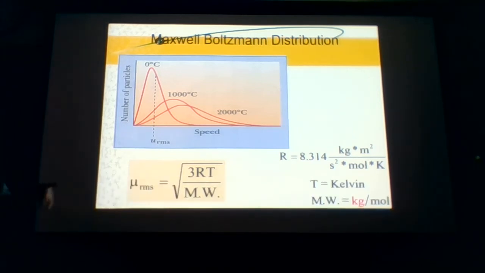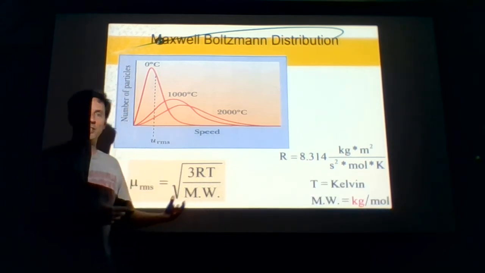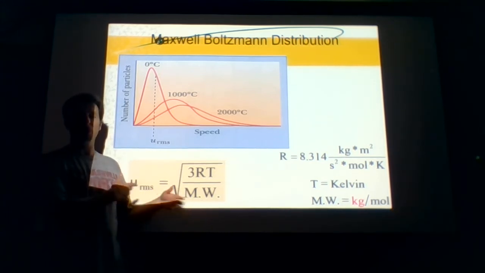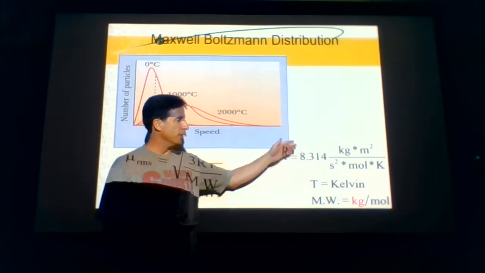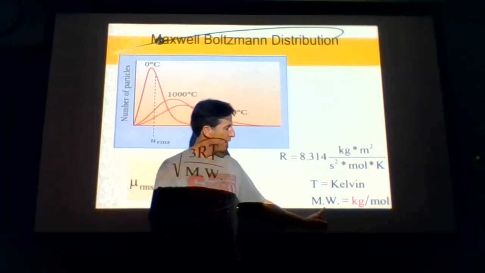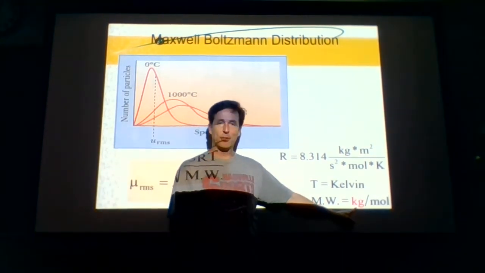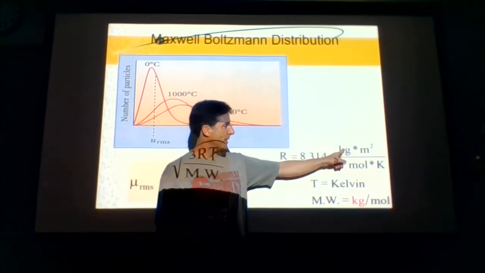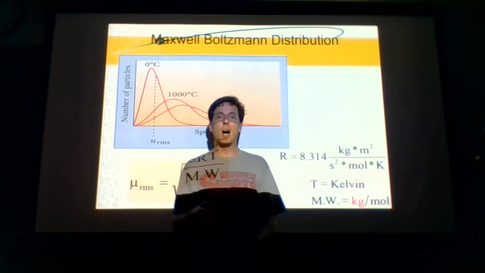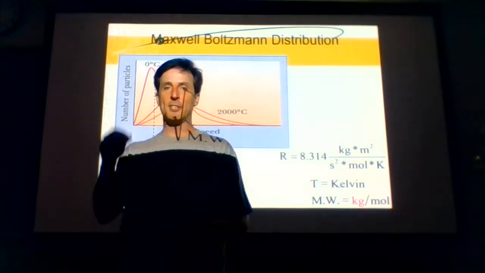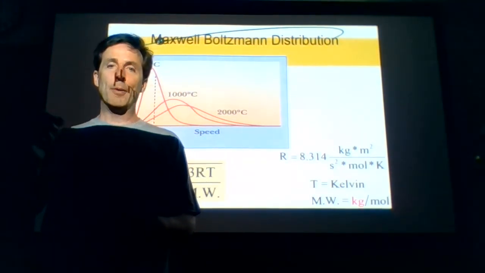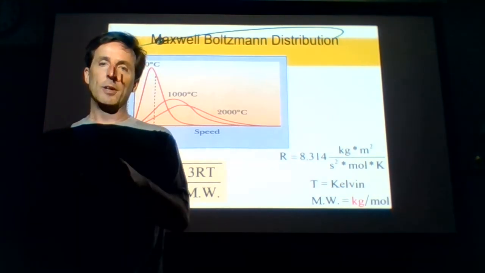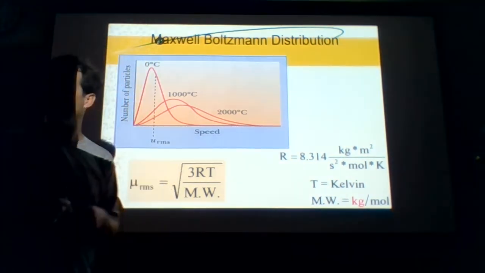And then the last thing: if you ever have to use this equation, I don't expect you to have to use it on the test or the final. It's more just to be familiar with it. But if you do use it, the units are important. The molecular weight actually has to be in kilograms, and the reason for that is that my R value has kilograms in it. So for oxygen, which is normally 32 grams per mole, I would have to convert that into kilograms. It'd be 0.032 kilograms per mole.